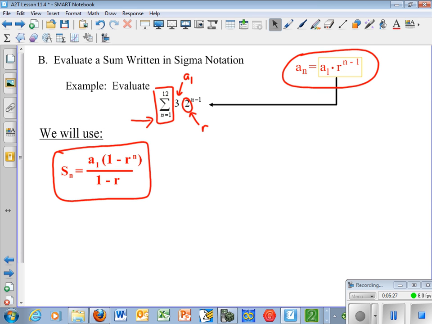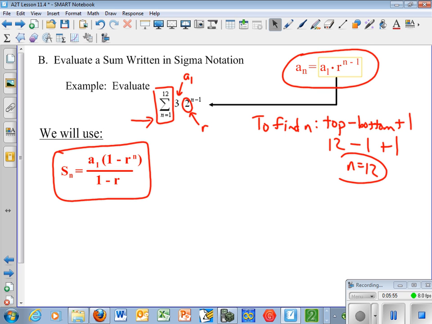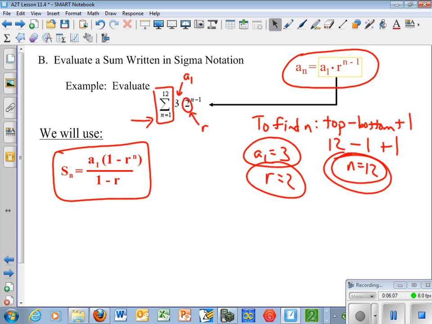Now you're going to find n kind of the same way we did before with arithmetic series. To find the number of terms, n, you take the top number minus the bottom number and add 1. So finding n in sigma notation here is just like it was for arithmetic series. So I'm going to do 12 minus 1 plus 1, which is going to be 12. So there's 12 terms. So I know n is 12, I know a1 is 3, and I know r is 2. So I'm using these three things right here, and now I'm going to plug into this formula.